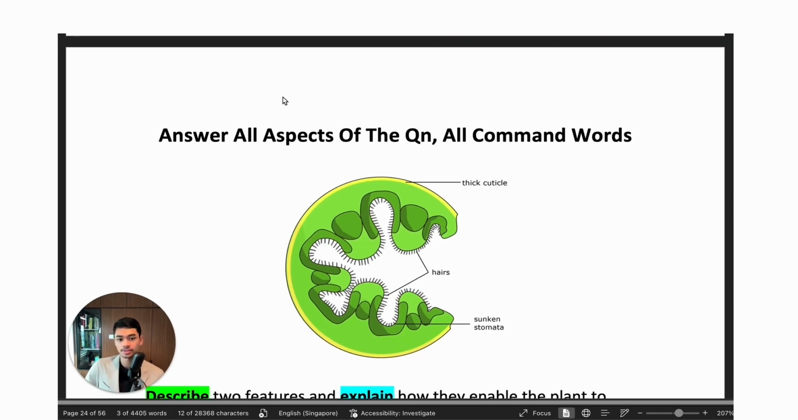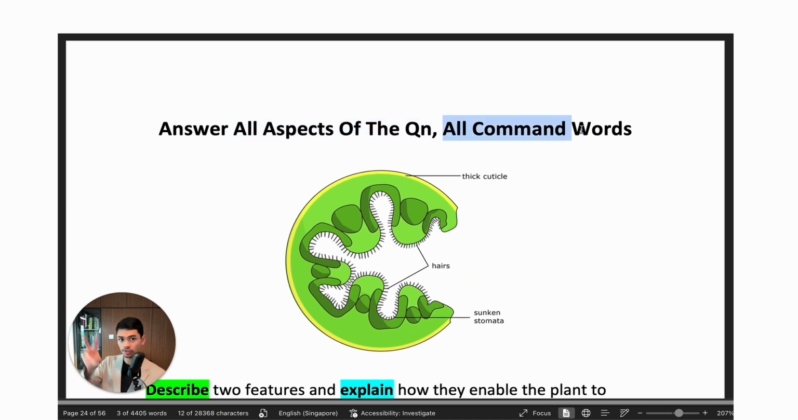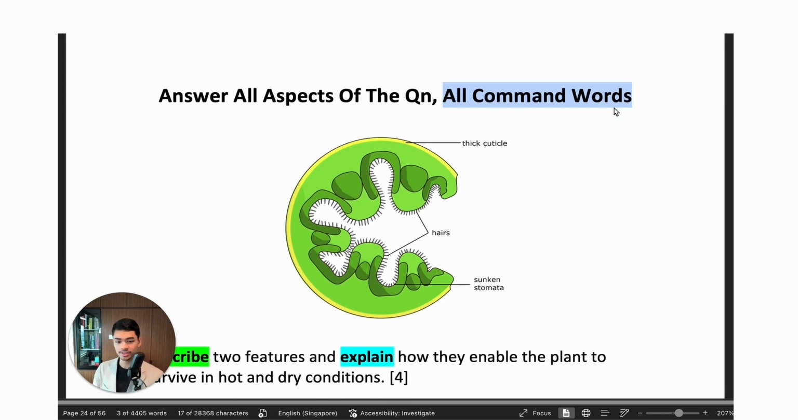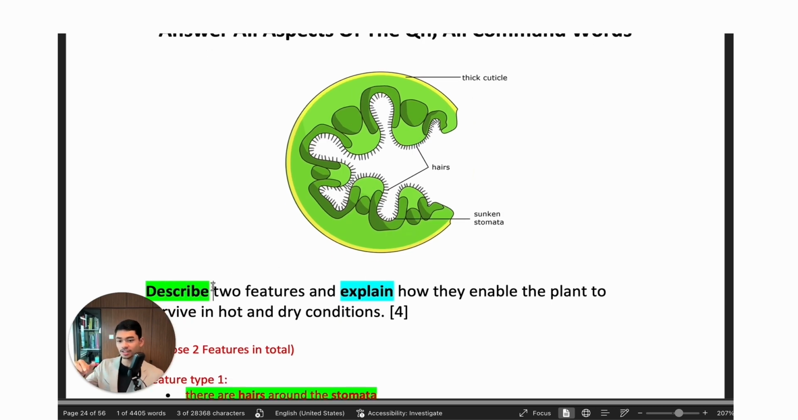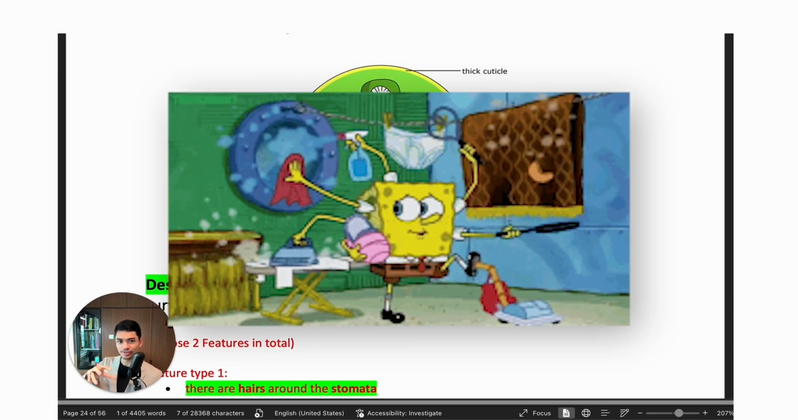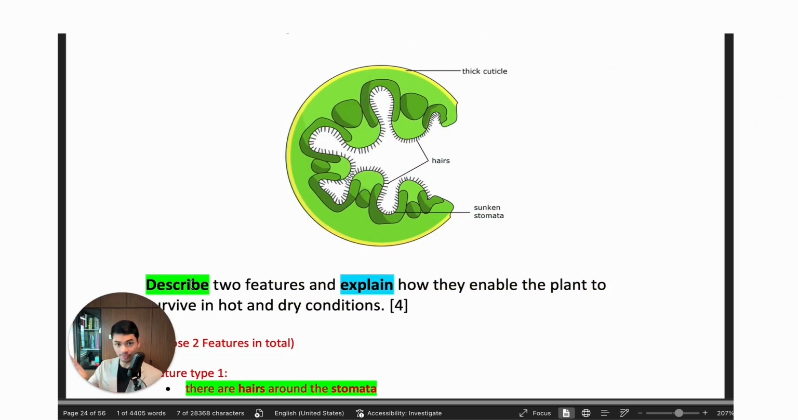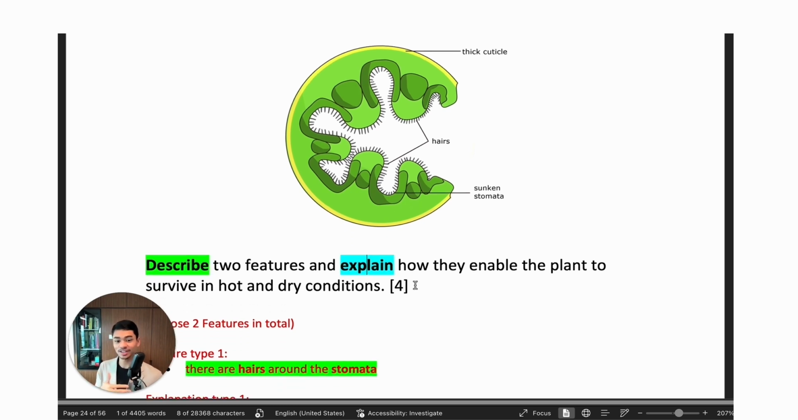And now I'm going to show you how to answer all aspects of the question. Means listen to all the command words and make sure you give something to satisfy each command word. Imagine that, like, you know, this question, describe and explain. Describe is like your mother, then explain is like your father. So your mother says, hey, I need you to wash the dishes. Then your father says, oh, I need you to sweep the floor. So you need to fulfill both expectations. You need to do both. If you only do one and you don't do the other, then you're going to get in trouble. So you need to give both, then you get full marks.